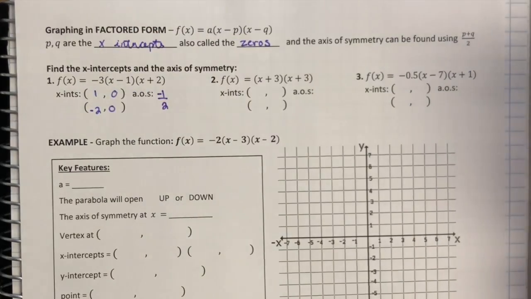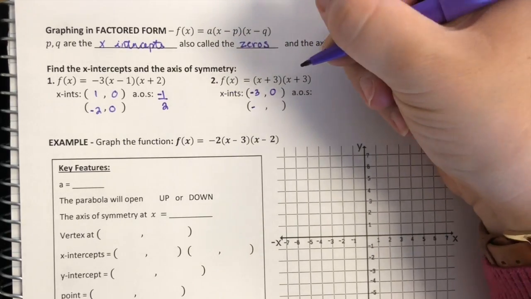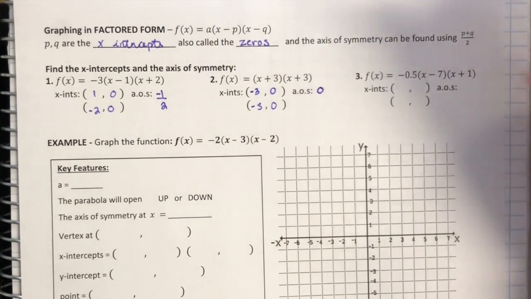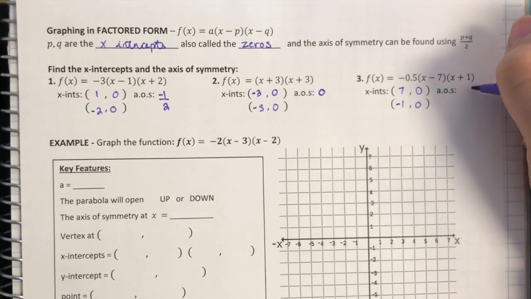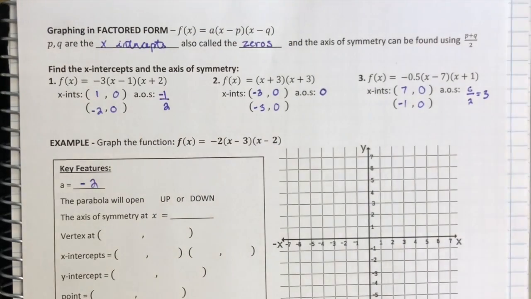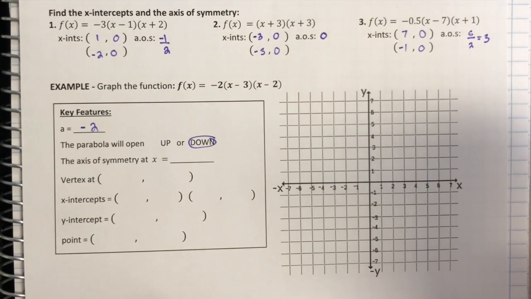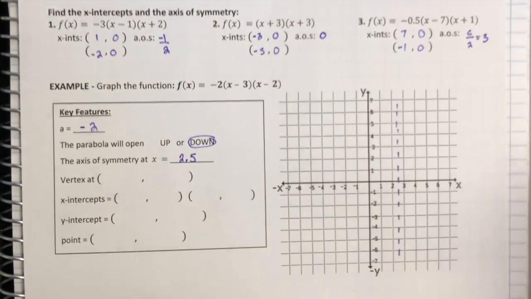Now, our p and q both do have a negative sign, so we need to take the opposite of whatever the value is that we see in the function. So you'll notice that my -1 turns to a +1, +2 turns to a -2. I'm just taking the opposite, and then using that to find the axis of symmetry. We always identify our a, figure out which direction the parabola is going to go in, find our axis of symmetry, plot the vertex, the x-intercepts, the y-intercept, and a reflected point.